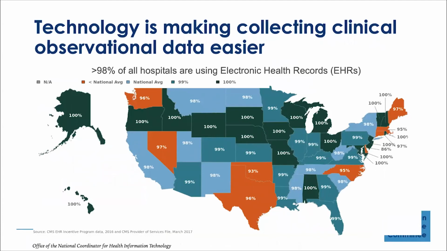Technology is making it easier to collect massive clinical data sets, observations at a global scale about how patients are treated, what drugs they are taking, and what those outcomes might be. In fact, over 98% of hospitals in the United States are using electronic health records, collecting observations on every patient that walks through the door. Those observations, each of them could lead to new discoveries.